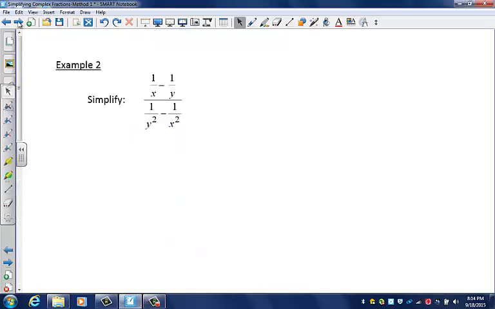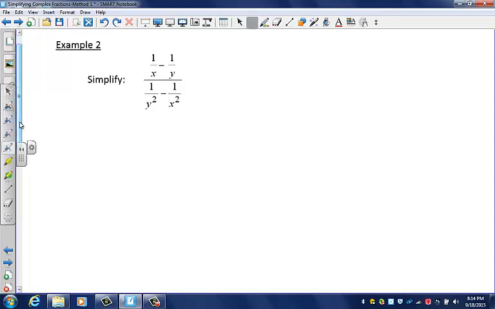Okay, let's try one more example. All right, so in this case, I have two fractions in the top and two fractions in the bottom. In the numerator, I need to get one single fraction, and notice how my denominators are different. I have a denominator of x and a denominator of y. Remember, if your denominators are different and have no common factors, the least common denominator is the product of those two. So of the two fractions in the numerator, the least common denominator is xy.